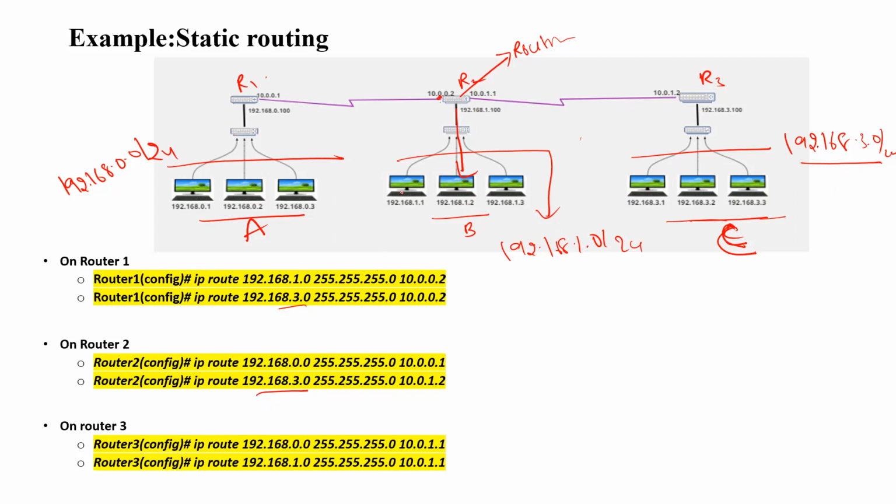In a similar way, if you want to reach from B to A and B to C, we have to write the routing table in the R2 router, right? For B to A, if the destination subnet is 192.168.0.0/24, the next hop IP address is 10.0.0.1. From B to C, that is the 192.168.3.0 subnet, and the next hop IP address is 10.0.1.2.